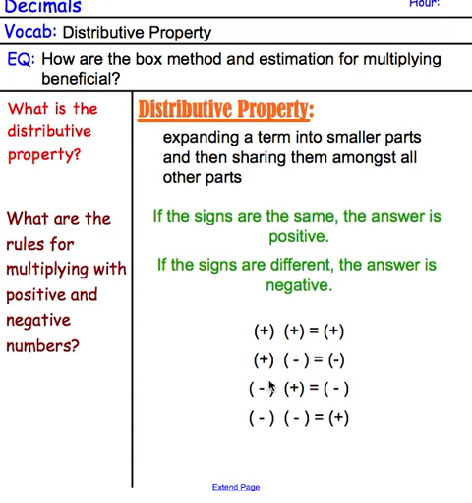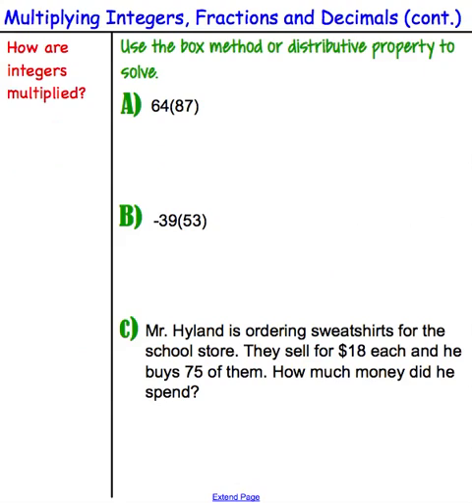So that being said, let's try a few problems. I want to use this box method or distributive property. I'm going to show you both ways. I'm going to do the box method first. What the box method does is we take it and break the numbers into parts that are smaller. I like to use 20s because I know that I can do my 20s pretty easily.